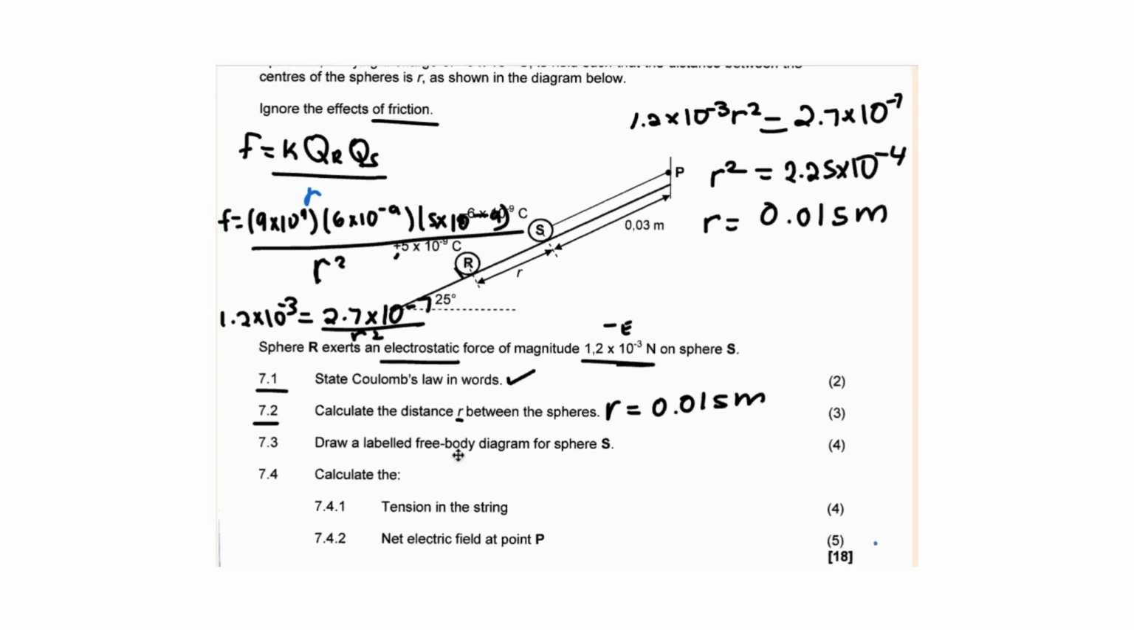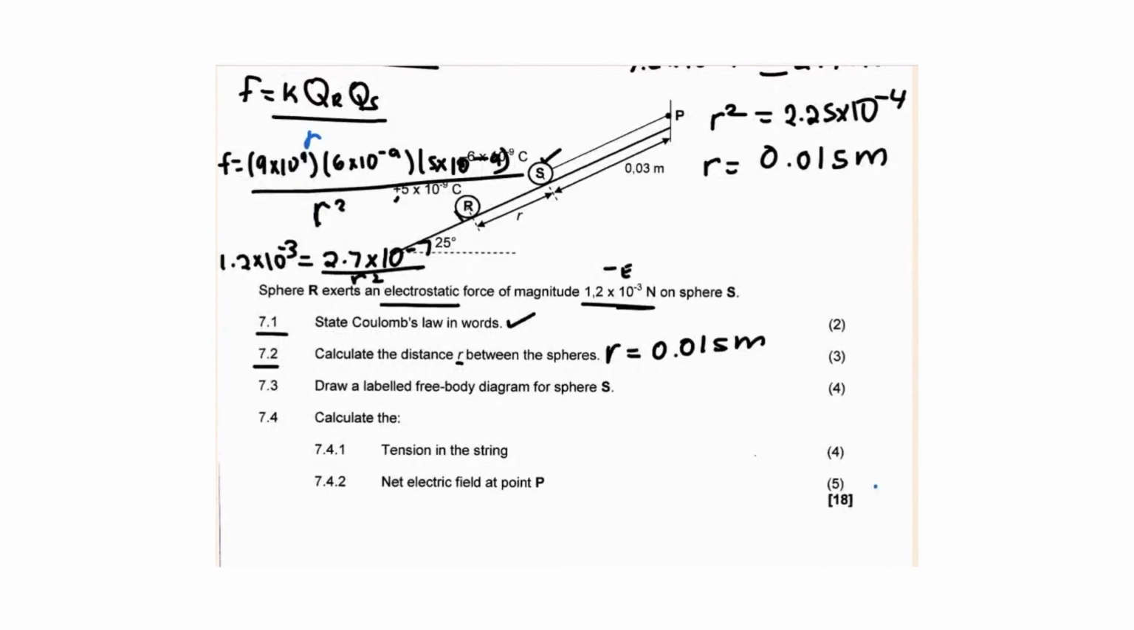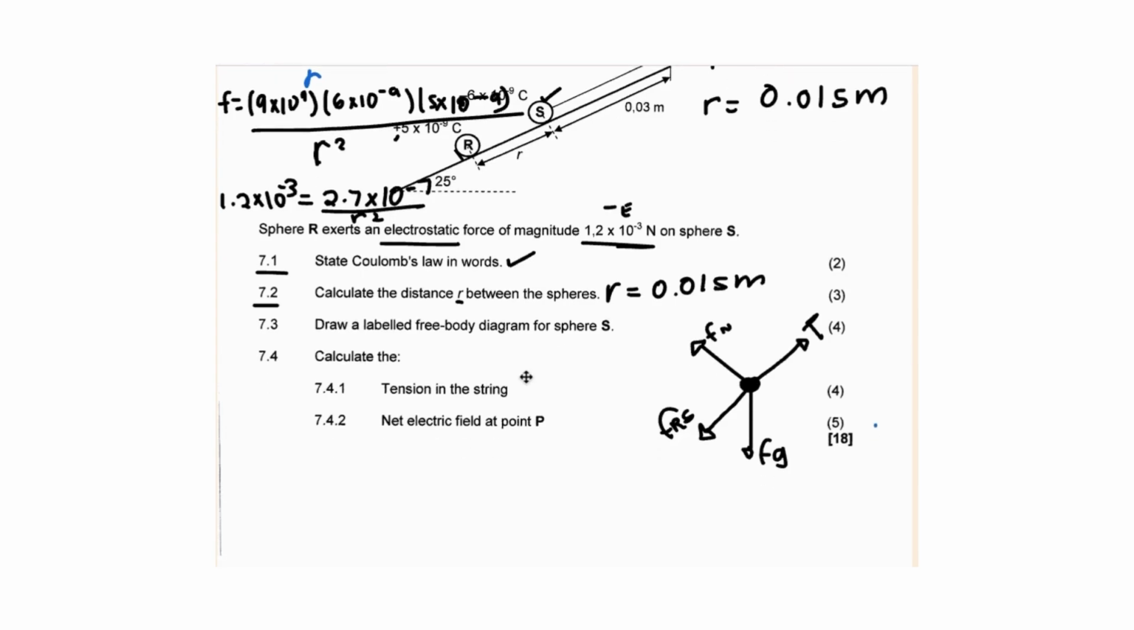Draw a labeled free body diagram for sphere S. So you want a free body diagram for that, since it has mass of 0,01. So it's 4 marks, meaning we need 4 forces. The first force would be our Fg, and we also have a normal force, and then we have tension in that direction, and then we have the other force, I'll just call it Fr on S. So it is the electrostatic force between the two charges. That would be the free body diagram.